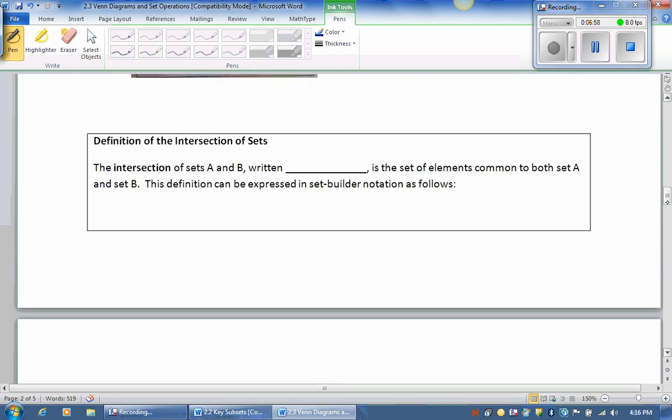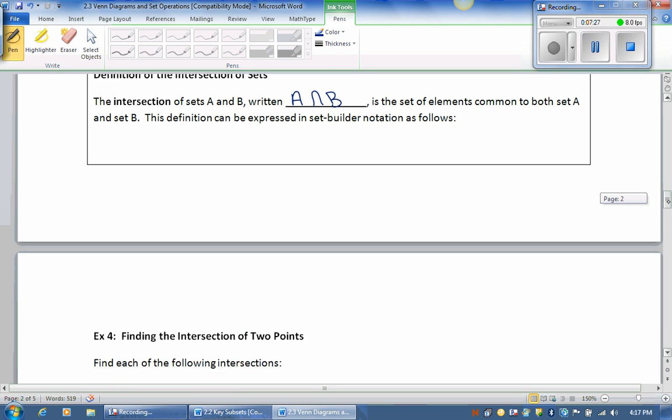So now let's talk about the definition of the intersection of sets. The intersection of sets A and B, the way that we write that is with kind of like an upside down capital U. It kind of means "and": A and B. And that's the set of elements common to both A and B.